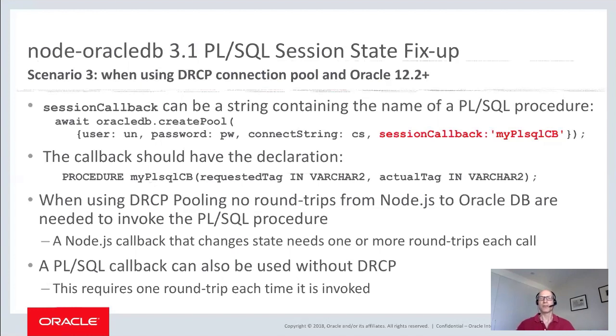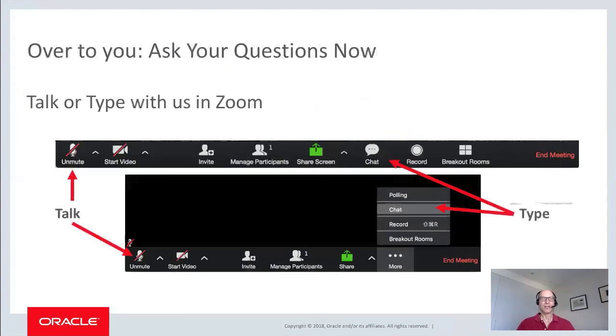If you're not using DRCP, you can still use a PL/SQL callback, and then it's going to need one round trip from Node.js to the database. But that may still be better than a badly coded Node.js method, which, if you're doing lots of SQL statements, could be a lot of round trips backwards and forwards. That was it. That was the major new feature I wanted to cover, the tagging connection pooling fix-up.